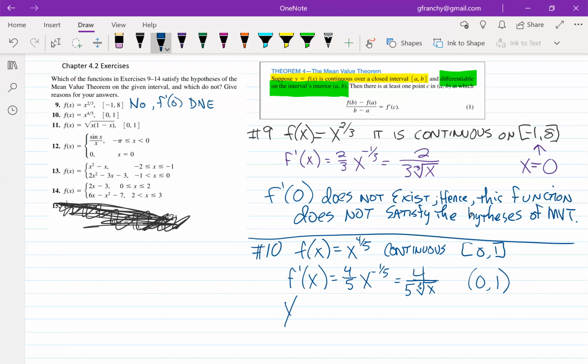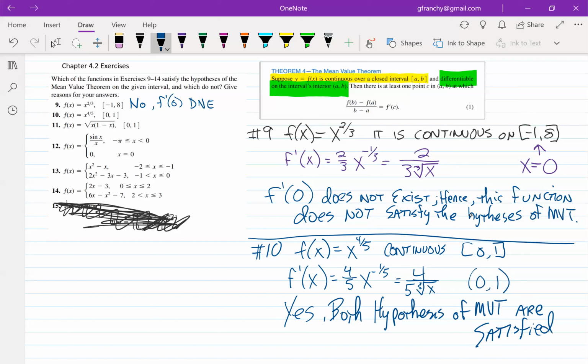So yes, both hypotheses of the mean value theorem are satisfied. And that just goes to show us here how much of a difference open interval versus closed interval can make in a particular question.